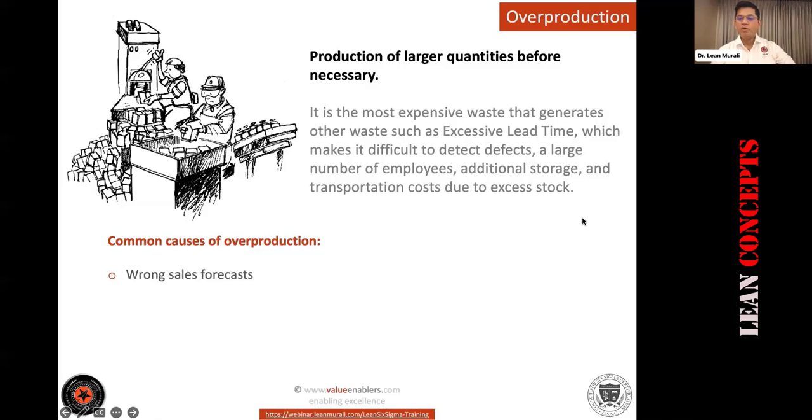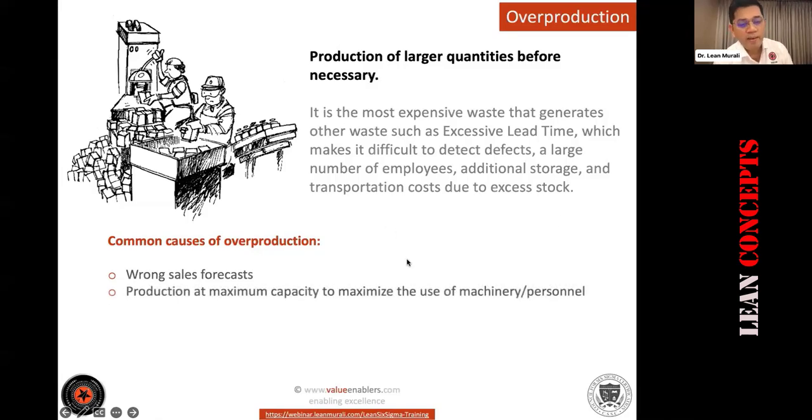Okay. So most of the forecasts are wrong. Now, because of the variation in forecast, we don't want to miss out on sales, so we produce more, in case there is a high demand. What do we do? So you produce more. Production at maximum capacity to maximize the use of machinery.